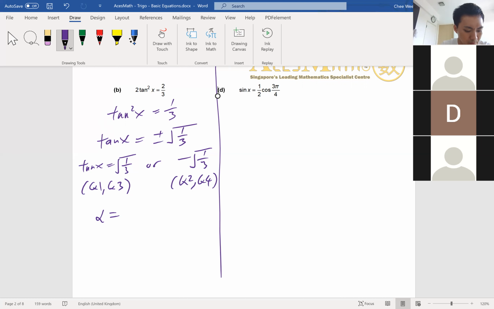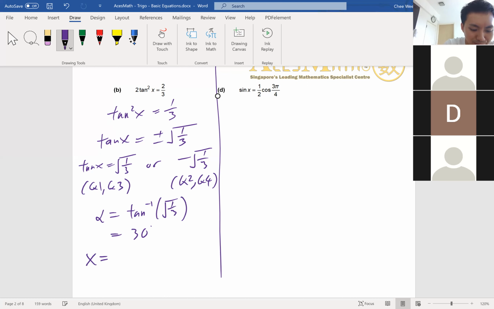Alpha is equal to tan inverse of square root of 1/3. Up 10, you mean? Oh yeah, okay, tan inverse. So this will be equal to 30 degrees. Okay, so it's a special angle situation. You should have been triggered to memorize this also.